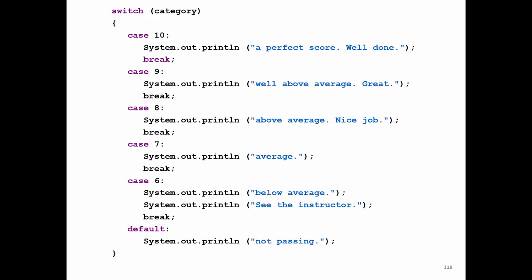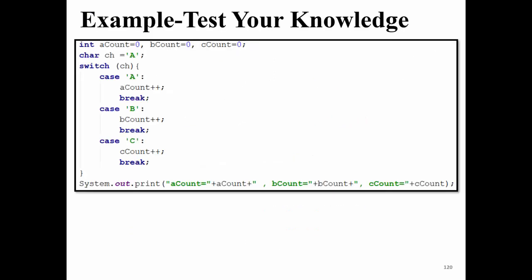So this is an example. You ask for a category. Category is an integer value. You ask if the category is equal to 10, then I'm going to run this one. And you see a break. I'm going to go outside. Otherwise, I'm going to go to case 9. If the category is equal to 9, I'm going to print a statement and then break out. In case you don't have case 10, 9, 8, 7, and 6, you have a default case. Then I will print the default case. You see the break statement tells it to break out from the case. Default is for when you don't have any matching case statement.